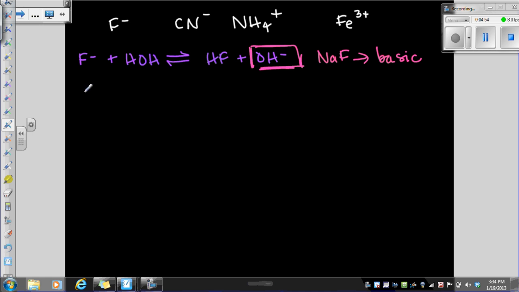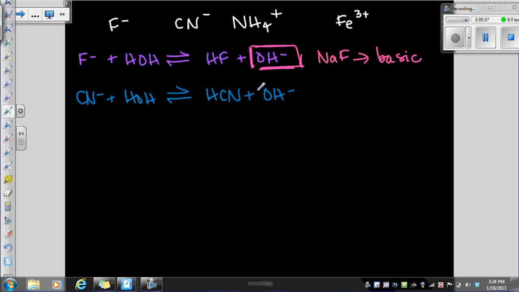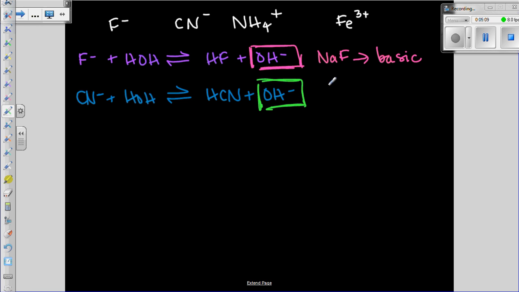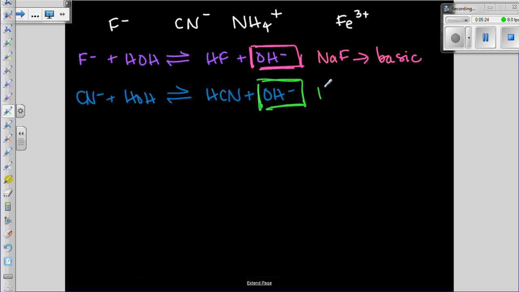Okay, cyanide ion plus water. Cyanide has no proton, so it's going to get one, which will give us hydrogen cyanide and hydroxide. The formation of the hydroxide ion tells me that cyanide is a basic anion. So I think, whoops, no, it wasn't sodium, it was potassium cyanide. Poisonous, is a basic salt. Sodium fluoride, you've probably seen that in your toothpaste.